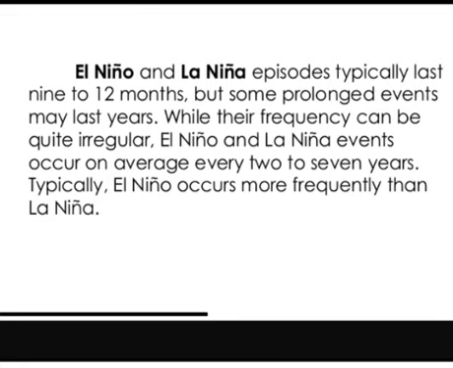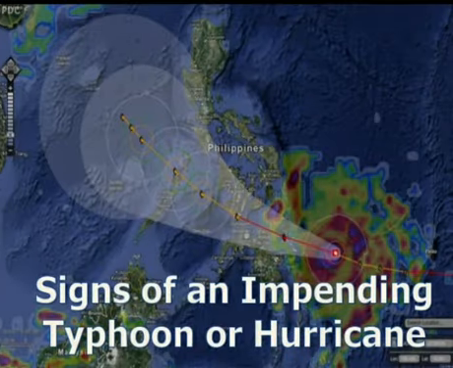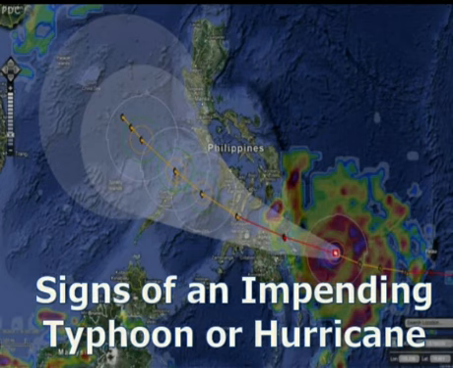What do you mean by El Nino, ba? Drought, ula-ulan, di ba? Signs of impending typhoon or hurricane.